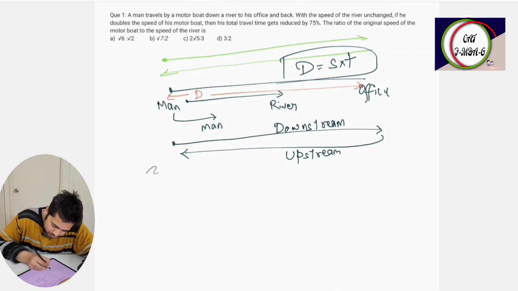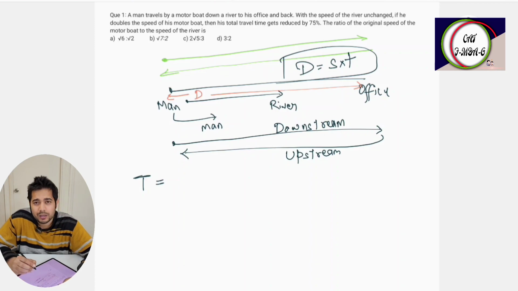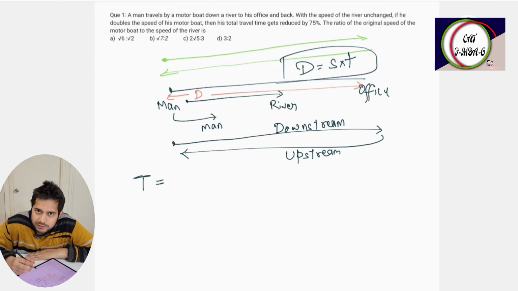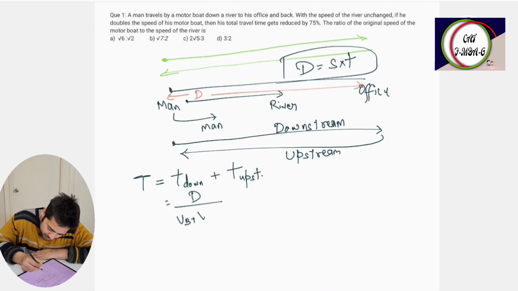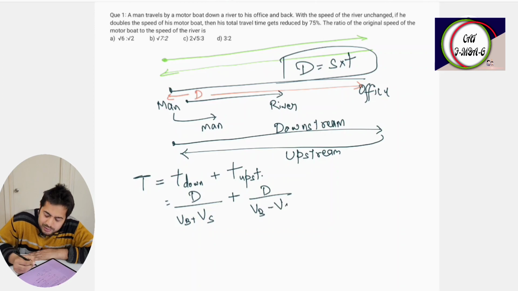So total time is equal to distance upon speed. Time is equal to distance upon speed. So total time is equal to time of downstream plus time of upstream. Time of downstream is going to be d upon VB plus VS, and time of upstream is going to be d upon VB minus VS. Simple.